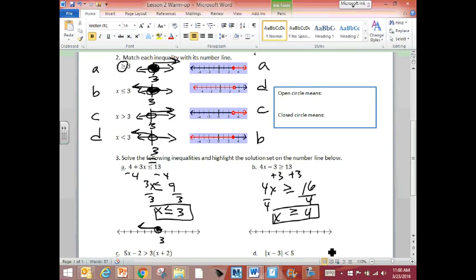Slow, slow, slow, slow. Circle at 4. Tip points that way. Tip of my arrow points that way. Color it in. Take a look. See your question.